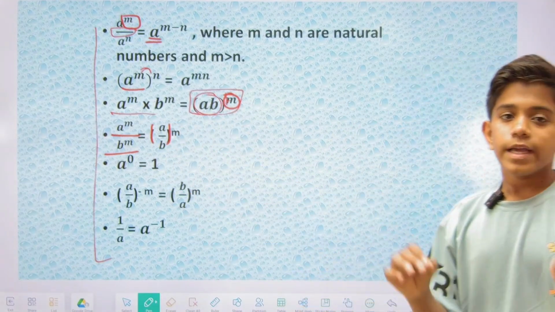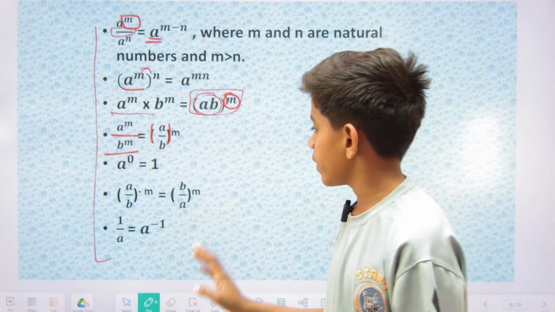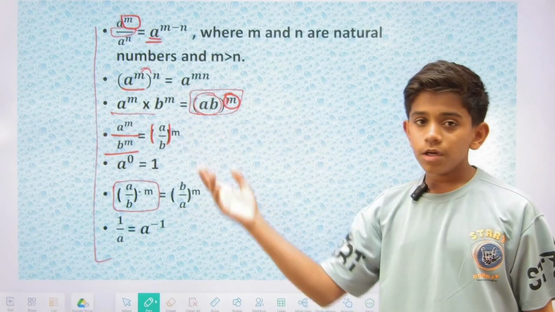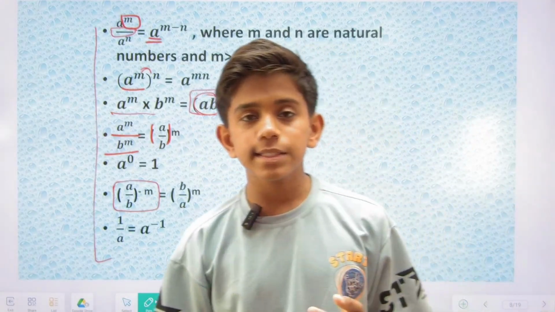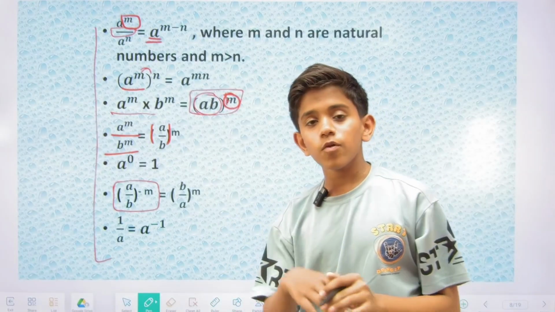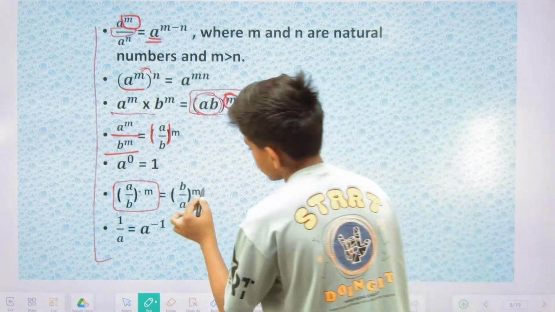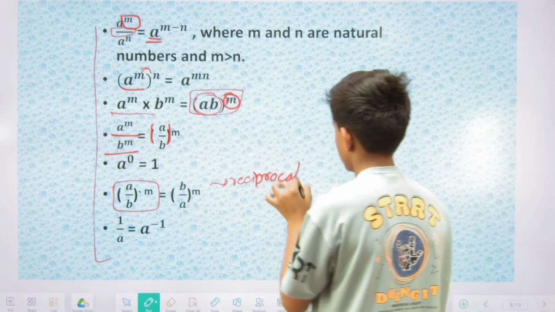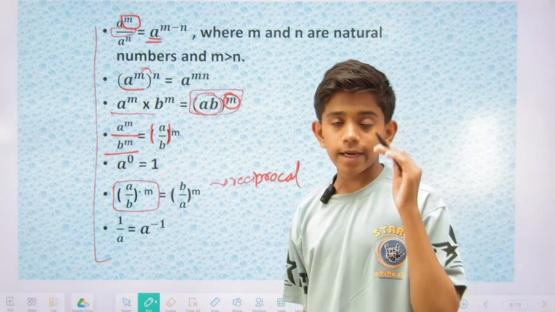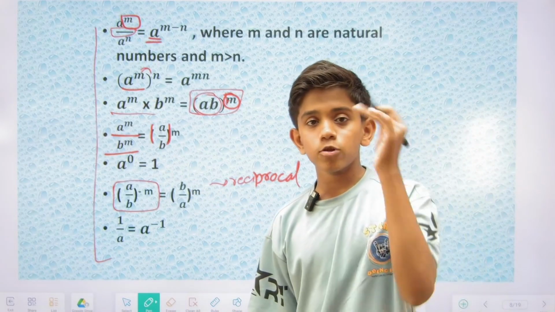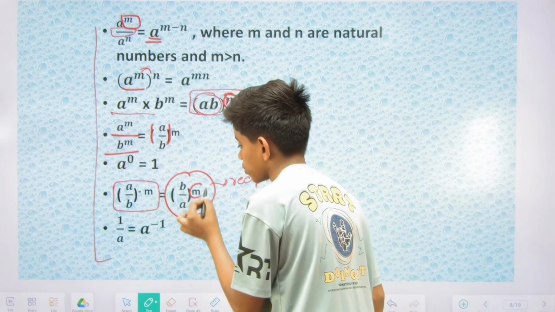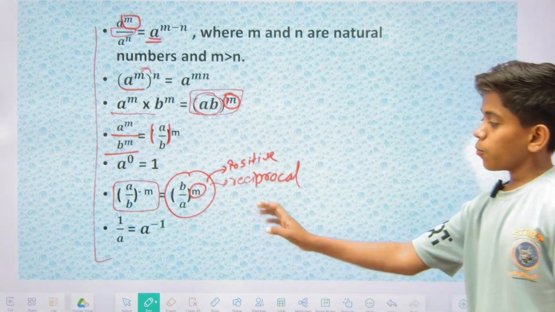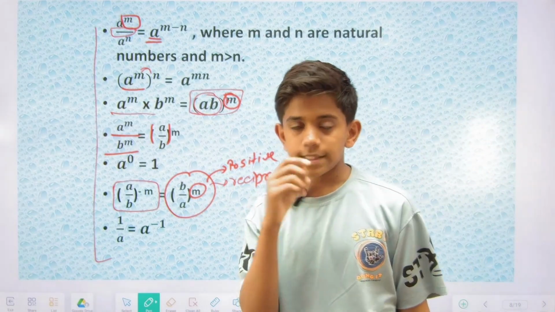a to the power 0: any integer having the power 0, the answer is 1. And a by b to the power minus m: suppose a number is given whose power is negative. If you want to convert it into positive, you just need to take the reciprocal. Just take the reciprocal here, a by b will convert into b by a to the power m. So after taking the reciprocal, the exponent will become positive. 1 by a to the power m is equal to a to the power minus m, as we saw in the first slide.